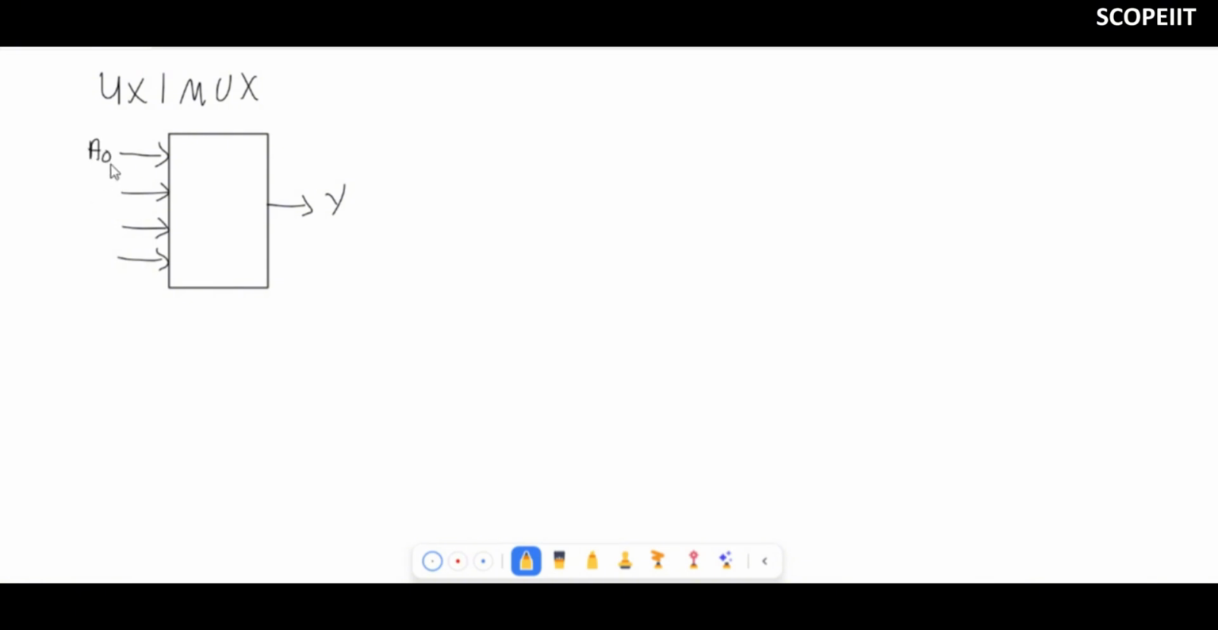It doesn't matter if you write A0, A1, A2, A3 from down to up or up to down. Your answer will be the same. So A0, then A1, then A2, then A3. This is the input. Now, how many signals will there be? As it is 4 cross 1, 4 means 2 to the power 2, so there will be 2 signals. I will name them S0 and S1. And here in the middle, you should write it's a 4 cross 1 mux.